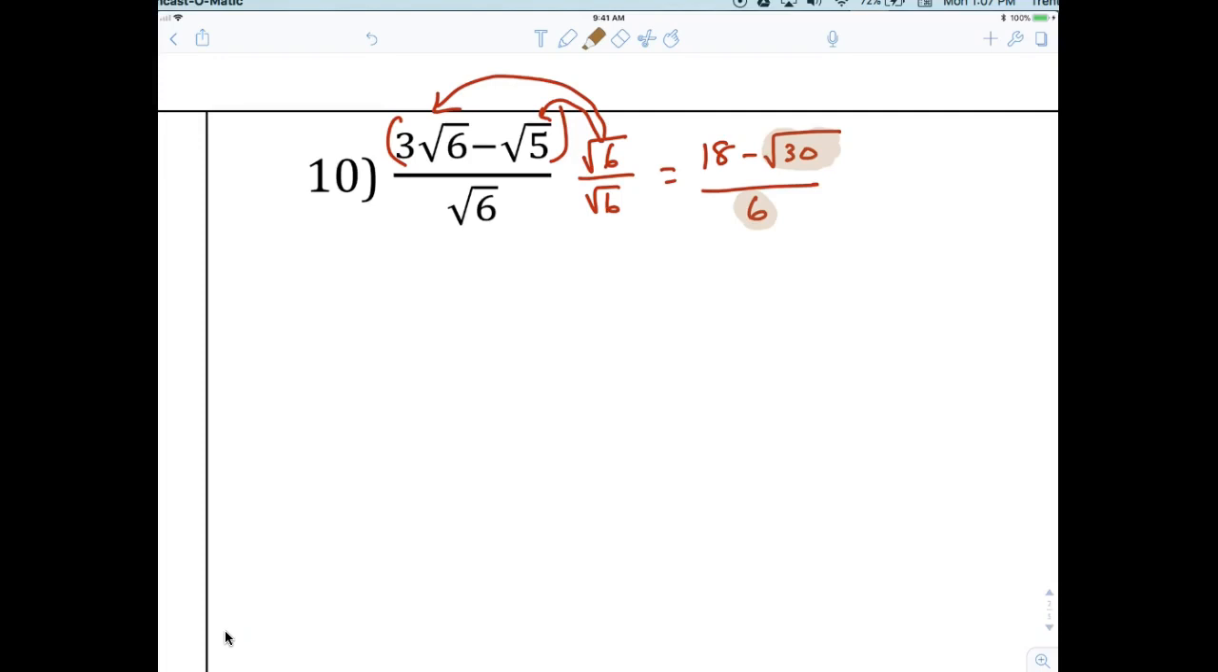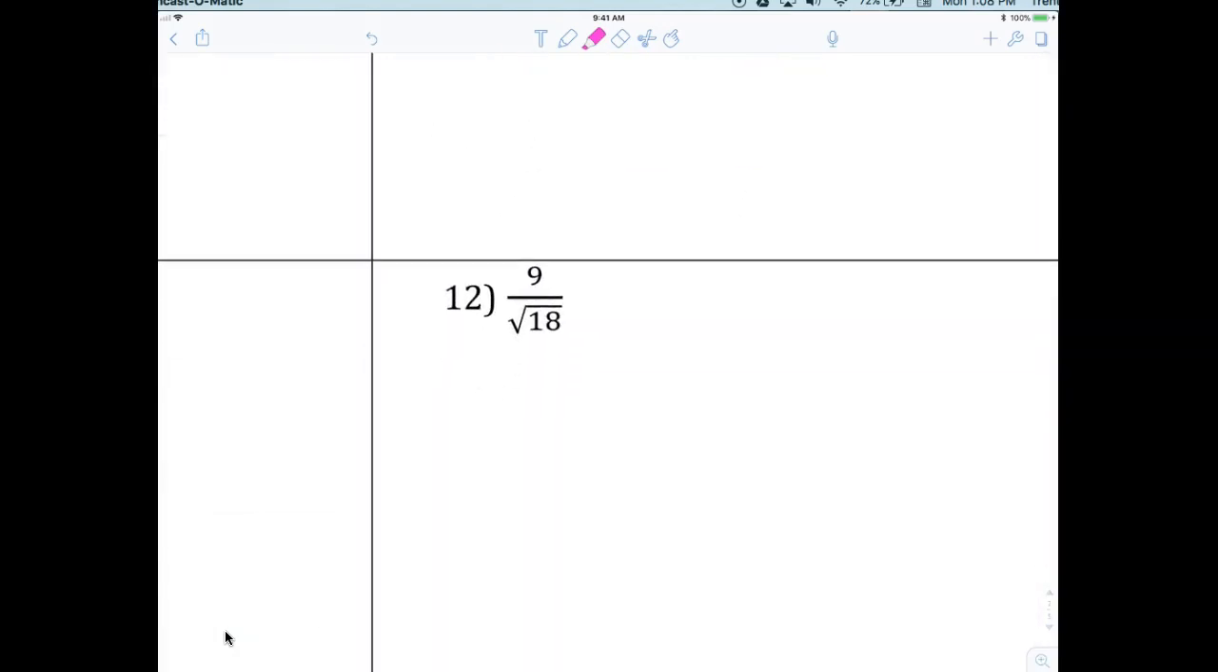You could divide the 18 and the 6 if there was some multiple of 6 on this side. Then you could reduce. But because there is not a common factor, you cannot reduce. Everybody good with that? All right, so let's take a look now at 12.